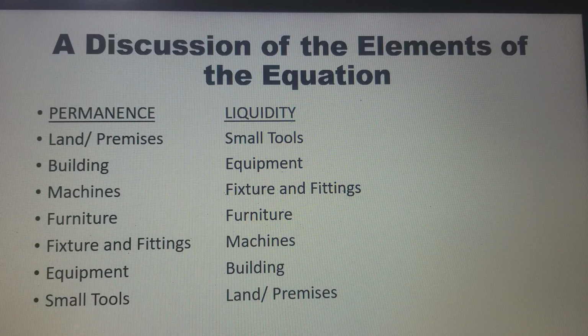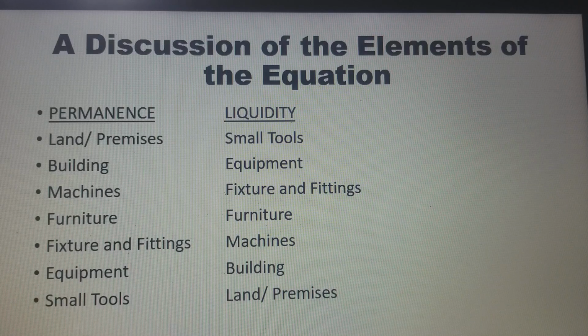Note now, for the examples that are before you, that we start with land and premises, because land or premises is considered to be the most fixed or non-current asset. Land will last the longest. Then building, the building is a structure that is put on the land. Then machines, furniture, fixtures and fittings, equipment, small tools. So the arrangement there, the asset that will stay the longest, that has the longer life, is recorded first, which is the land.